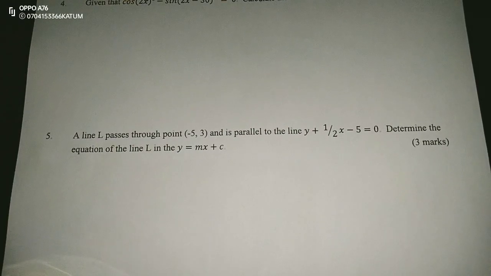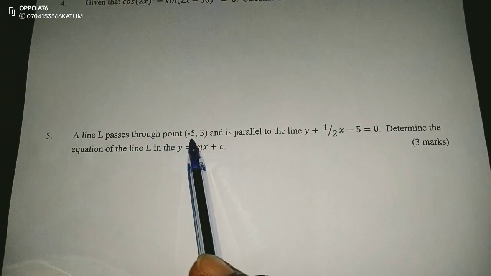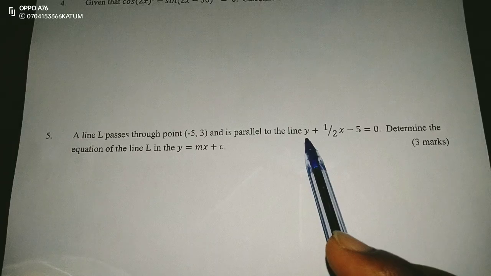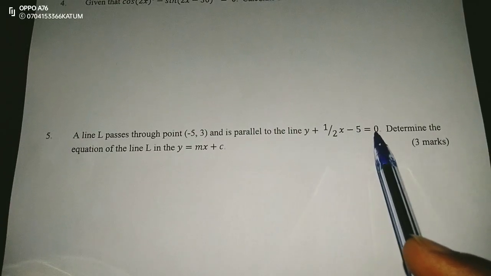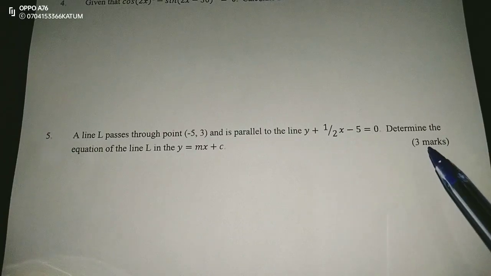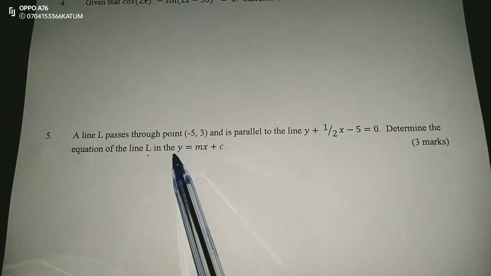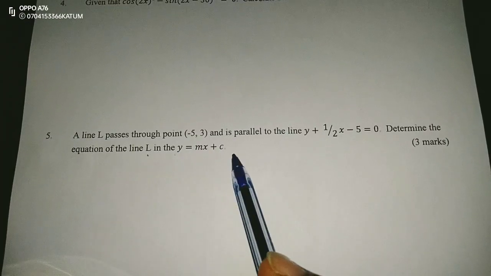We're going to handle a question from equation and gradient of a straight line. So we are told that a line L passes through point (-5, 3) and is parallel to the line y + half x - 5 = 0. Determine the equation of the line L in the form y = mx + c.